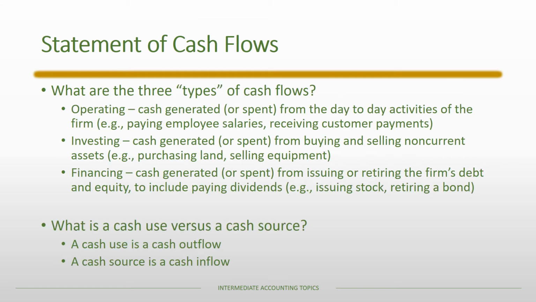There are three types of cash flows: operating, investing, and financing. Operating are day-to-day operations. Investing is cash generated or spent buying and selling non-current assets. And financing is cash generated or spent from issuing or retiring the firm's debt and equity. That does include paying dividends. It does not include interest payments.